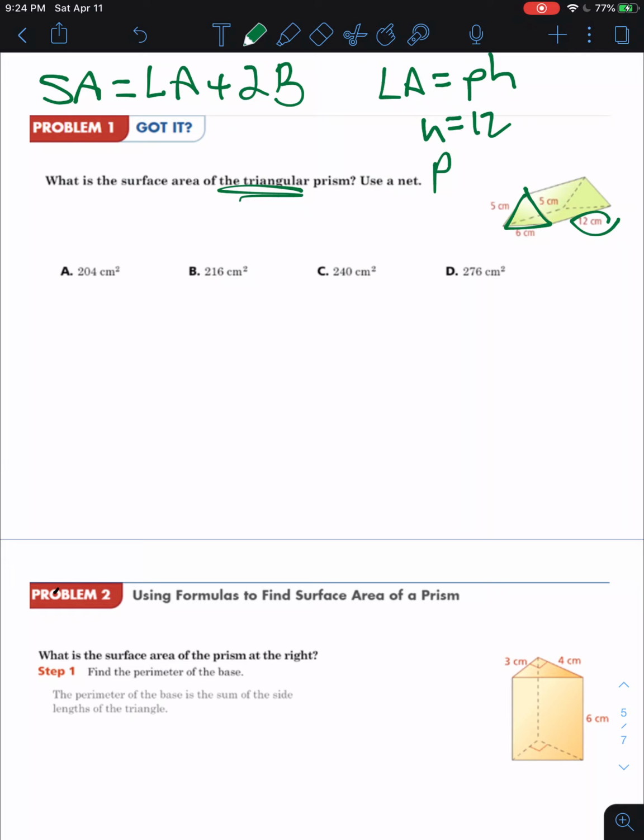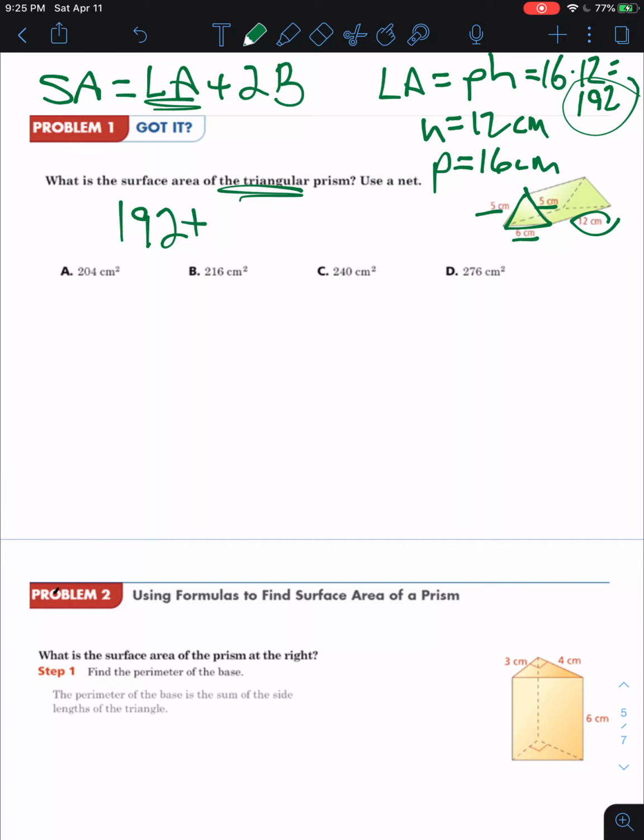Well, H is 12. P then would take this 5 and 5 and 6 and add those together, so P would be 16. By the way, those are both in centimeters. So the lateral area is 16 times 12. 16 times 12 would give me 192. Okay, so now I've got my lateral area for this surface area. So the lateral area is 192, plus 2 times the base.